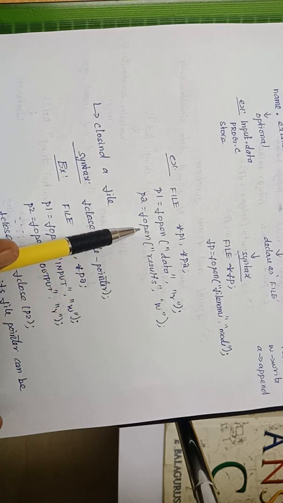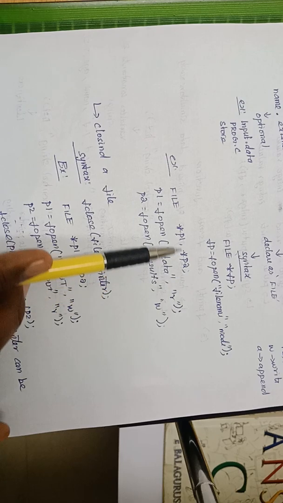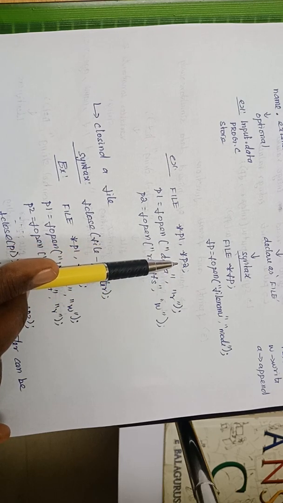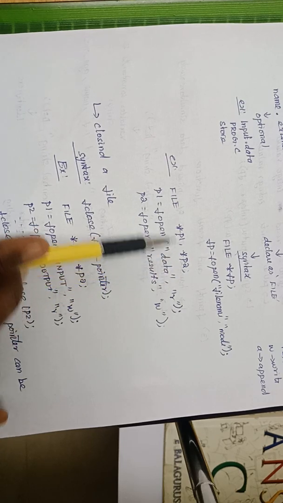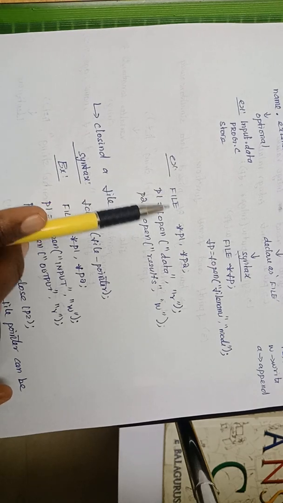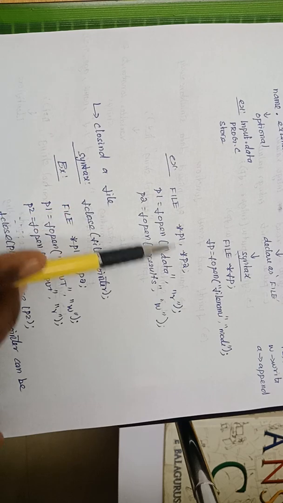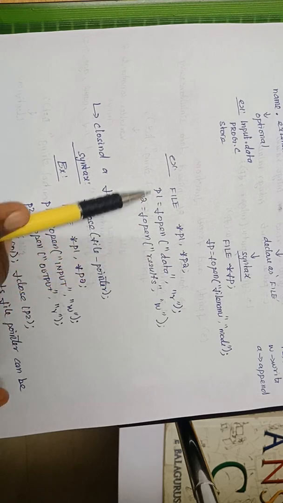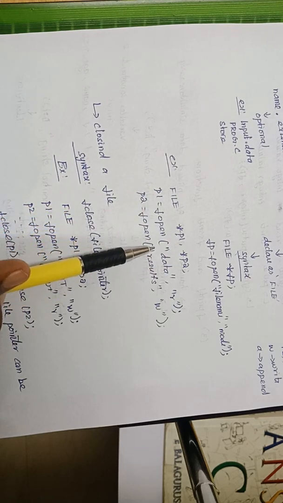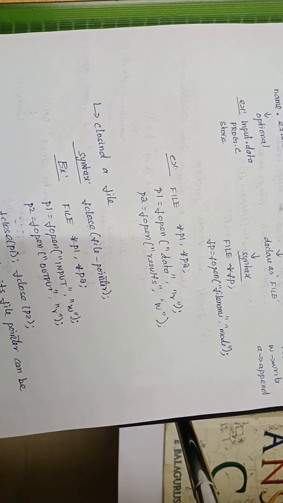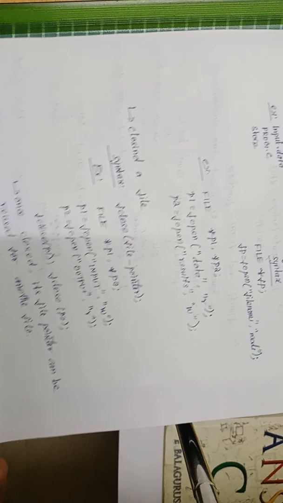So in order to open a file, you need file pointers. First create a file pointer using the data type FILE. FILE is a defined data type. Using that pointer, you make a link between the system and the program. Now I have opened the file. I want to close the file. How do I close it?